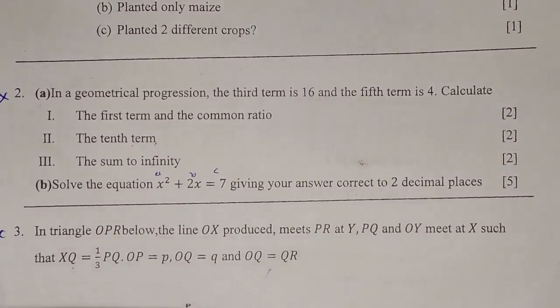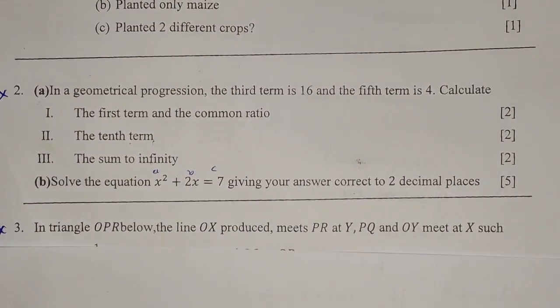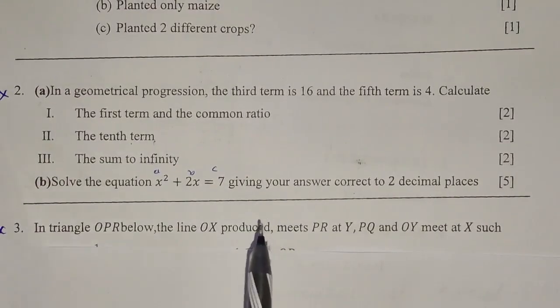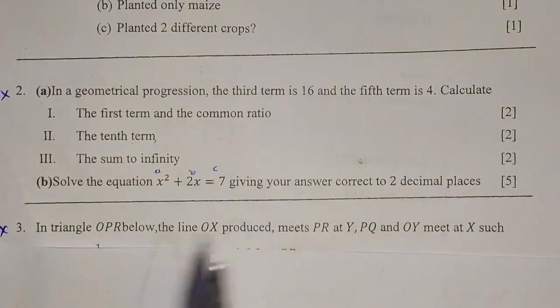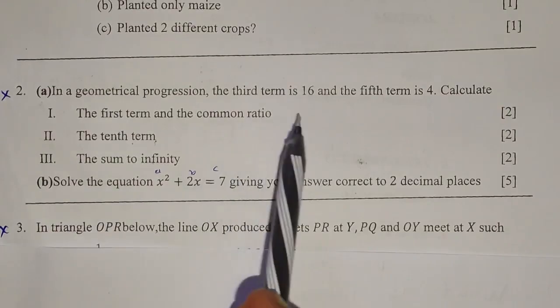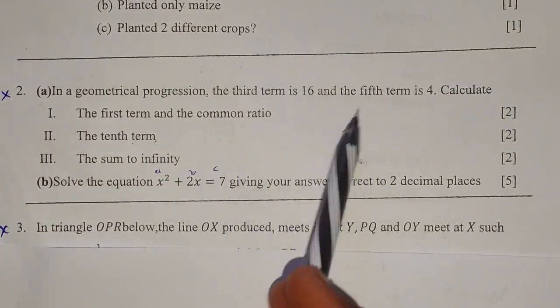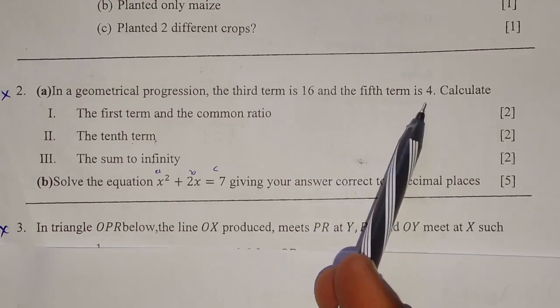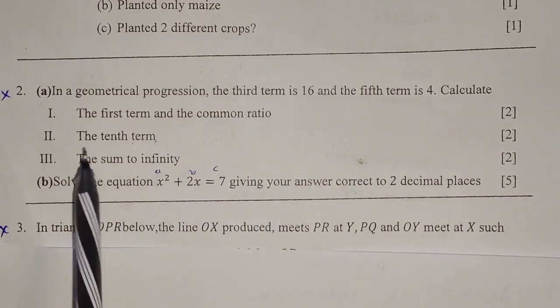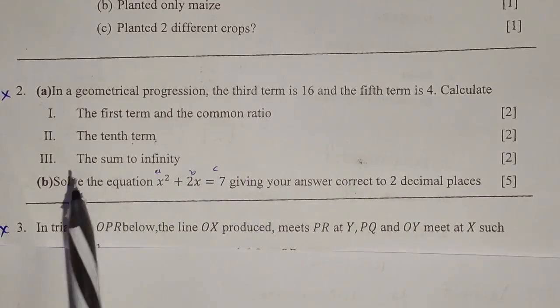Okay, we have this question under geometric progression. Since we are doing geometric progression, we are able to solve this kind of question. The question reads: in a geometric progression, the third term is 16 and the fifth term is 4. Calculate the first term and the common ratio, the 10th term, and the sum to infinity.